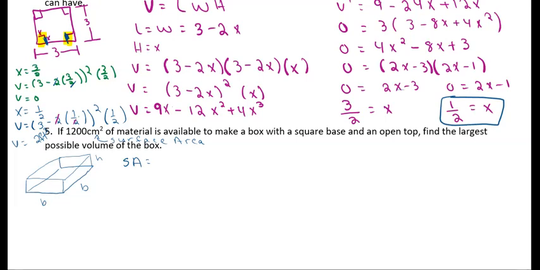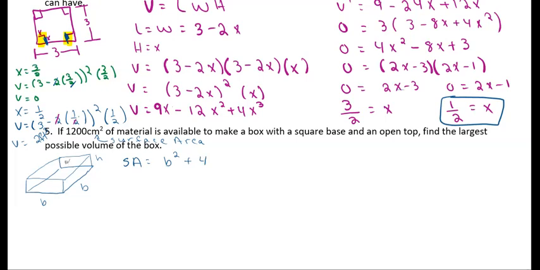The bottom would be our base, which would be length times width, so B times B, so B squared. Plus, now we have all of our sides. Well, because these sides are the same, these sides standing up will also all be the same. So we have 4 of them. So 4, and then the area of one of these sides.